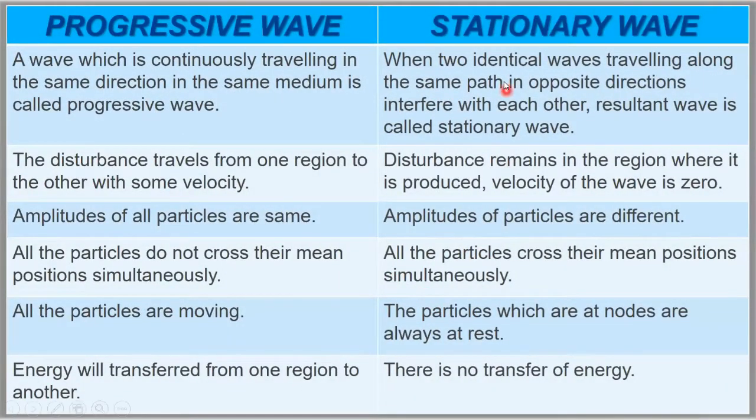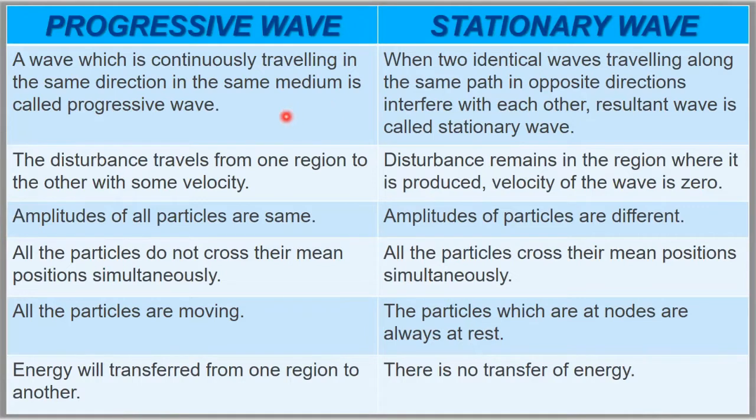So in this table, the first column is of progressive wave, which has a total of 6 points, and the second column is of stationary wave, which also has 6 points, and we are going to compare each point one by one.